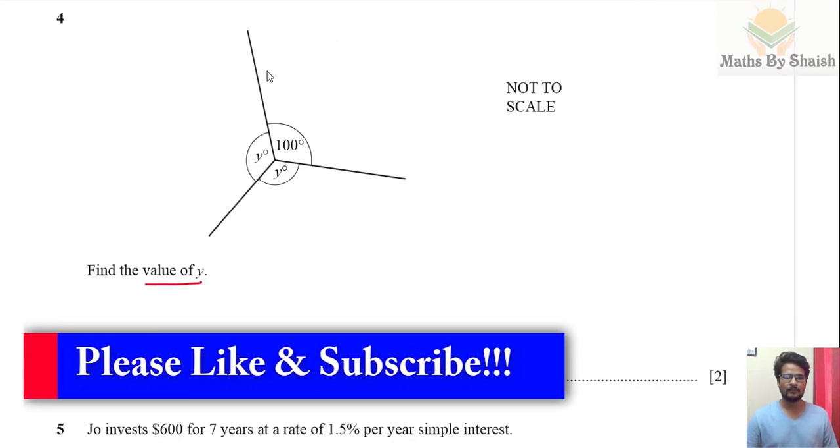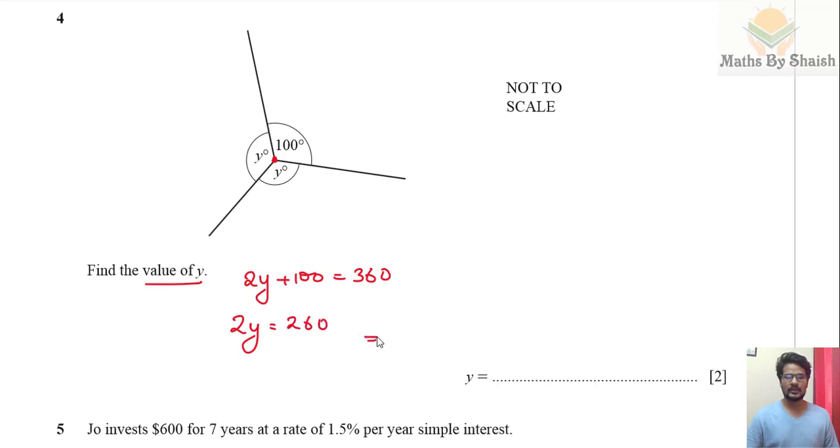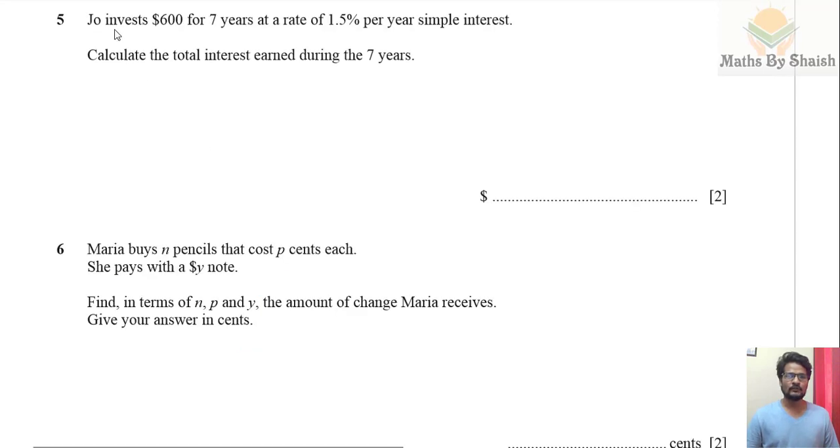Find the value of y, and we have three straight lines meeting at this point, and we know the total angle is 360. So if we add all these angles, y plus 2y plus 100, it has to be 360, and that's why 2y would be 360 minus 100, that is 260, and hence y becomes 260 divided by 2, and it is 130. So y is 130.